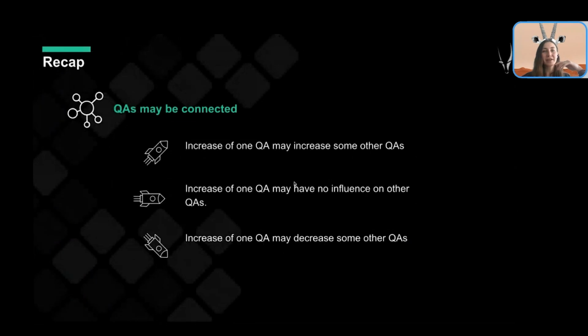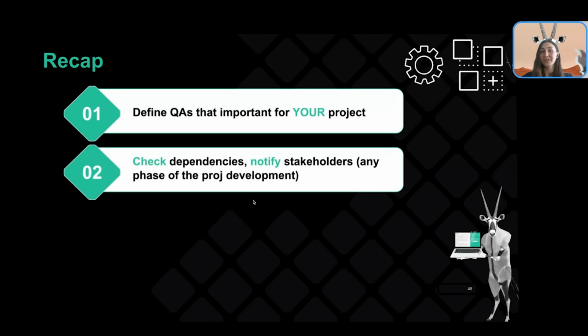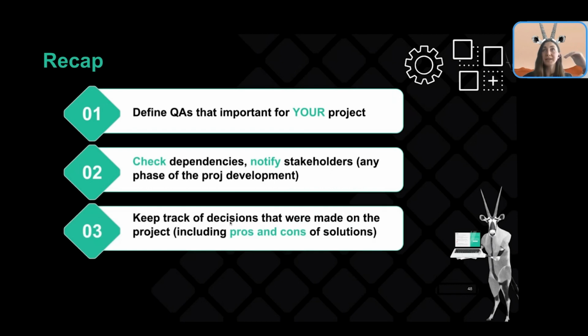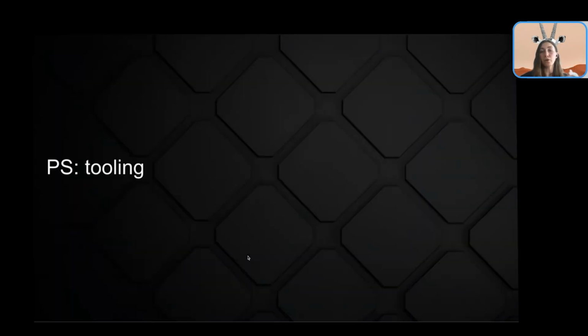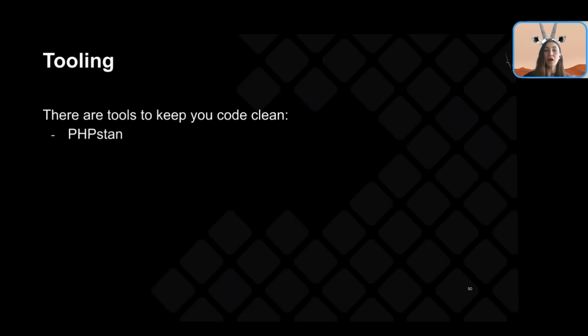And then recap what we have learned today: increase of one quality attribute may increase other quality attributes, or may have no influence whatsoever on other quality attributes, or might decrease some other quality attributes. Define quality attributes that are important for your project, check dependencies, notify everybody about those dependencies during any stage of your project development, keep track of decisions, including pros and cons of each and every decision, and have a good code quality.